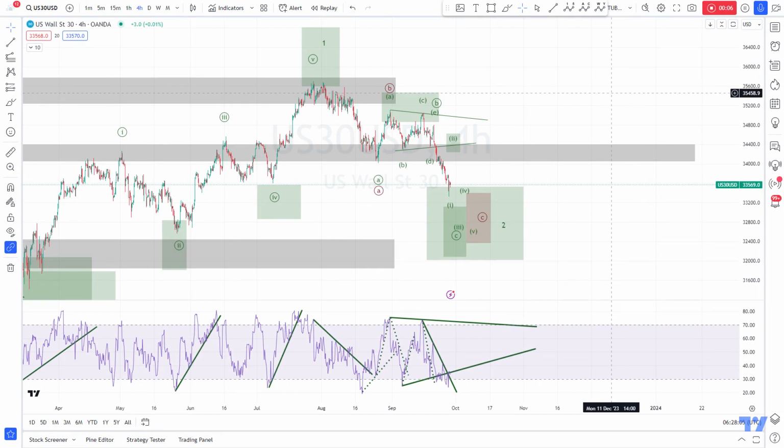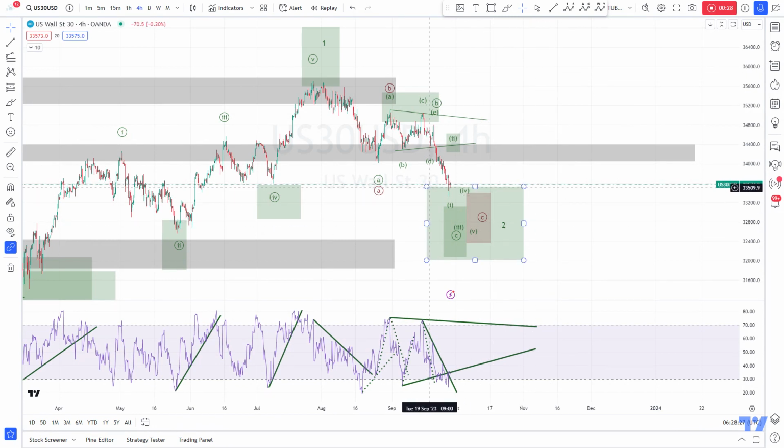Time is around 6:30 GMT, and we will have a look at the Dow Jones futures on the Oanda platform. So my take on the Dow Jones is that we made a wave one high here, and that we are currently doing a corrective move as a wave two.